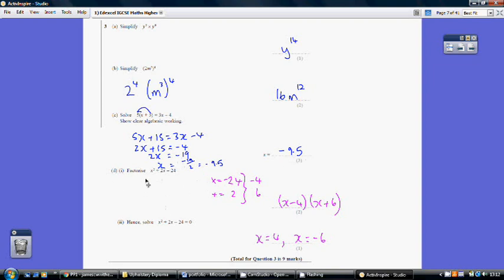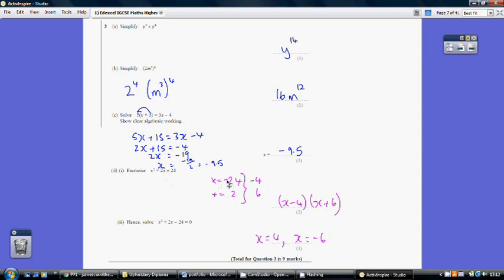Now part D, we've got to factorise this quadratic. So it's going to be a pair of brackets with the first term being an x, and then we need to work out these two magic numbers. Now these two magic numbers multiply to be the number on the end, so multiply to equal minus 24, but at the same time these two magic numbers have to add up to the coefficient of x, so they've got to add up to plus 2.